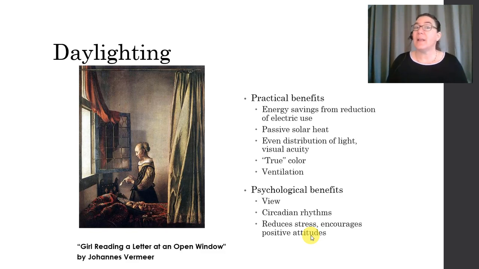There's also some psychological benefits to daylighting, including, tying in those windows again, the benefit of having a view. There's circadian rhythms, and these are the daily and seasonal rhythms of life, right? And allowing the sun into your building will help your users establish those rhythms. Finally, daylighting has been proven to reduce stress and encourage positive attitudes.